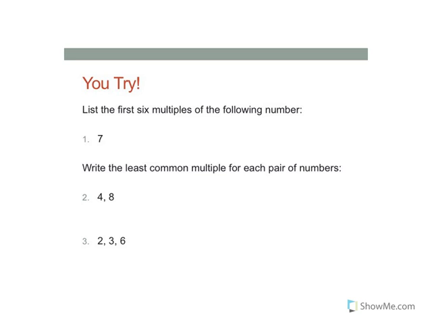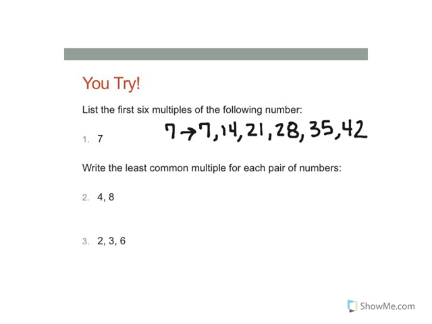Okay, let's try. For number 1, it just says to list the first 6 multiples of the number 7. So we have 7 times 1, times 2, times 3, times 4, times 5, times 6. And that's it. Now remember, multiples and factors are very different. Multiples is like you see here, where factors of 7 would be only 1 and 7. They are numbers that will multiply together to get 7.